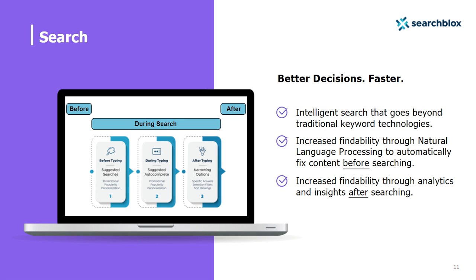Now, the key trends in KM for 2022 are around increased findability by focusing on what happens before and after searching. So let's take a look at these trends of increased findability through natural language processing to automatically fix content before searching, and increased findability through analytics and insights after searching.